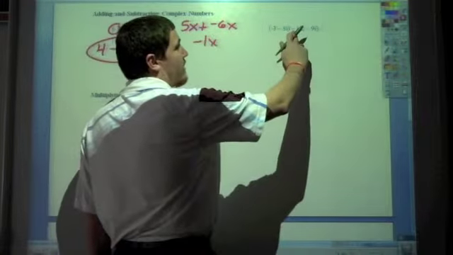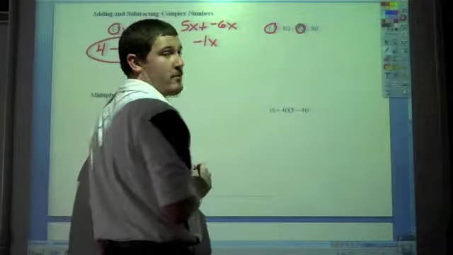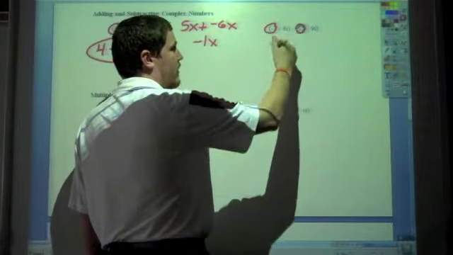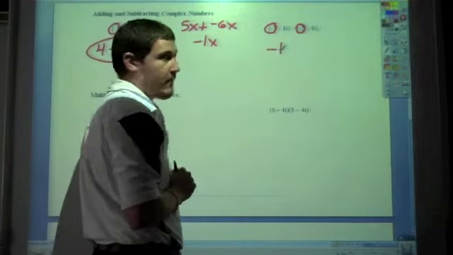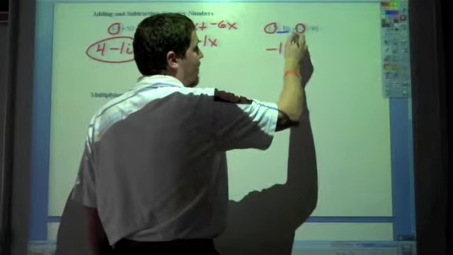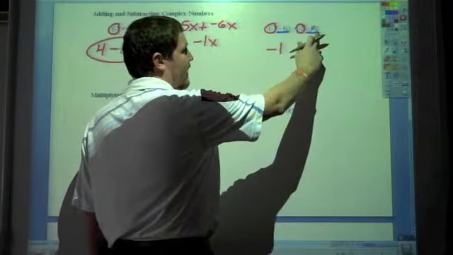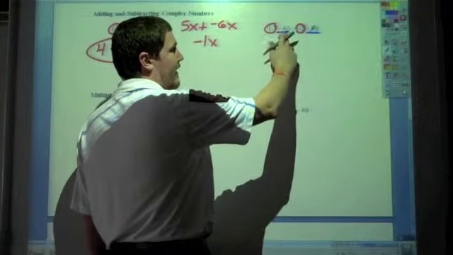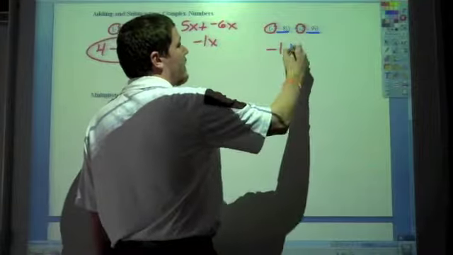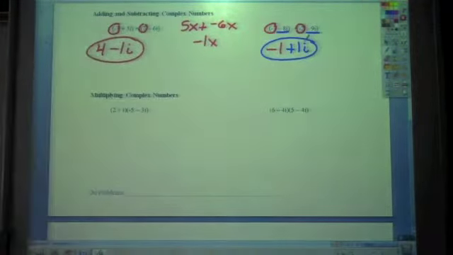Here we have negative 3 minus negative 2. Negative 3 minus negative 2 is the same thing as negative 3 plus 2. So that's negative 1. And then we have negative 8i minus negative 9i. Negative 8i minus negative 9i is the same thing as negative 8i plus 9i. So negative 8 plus 9 is positive 1i. Negative 1 plus 1i.